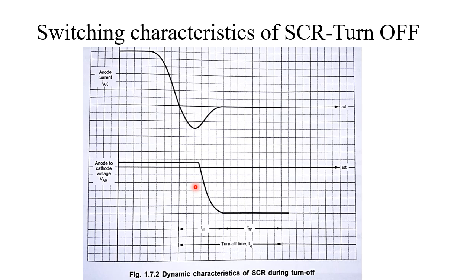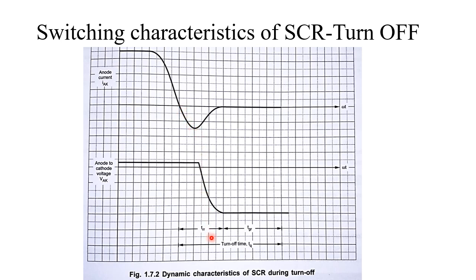So in this picture you can notice that the SCR turn off process is the addition of reverse recovery time and the gate recovery time. So the sum of reverse recovery time and the gate recovery time is called as the total turn off time. And during this reverse recovery time, the anode current reaches zero and it goes negative. It goes negative because during the conduction state, the SCR is flooded with charge carriers. There are many charge carriers and it takes some time to remove all the charge carriers. Therefore, the anode current is negative.